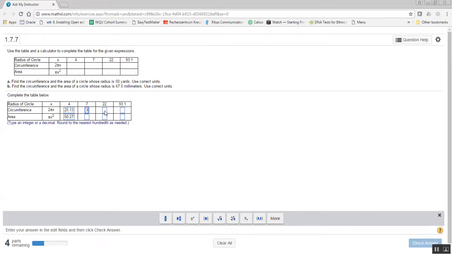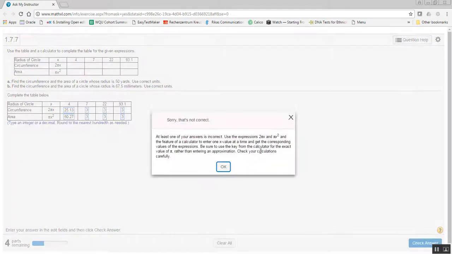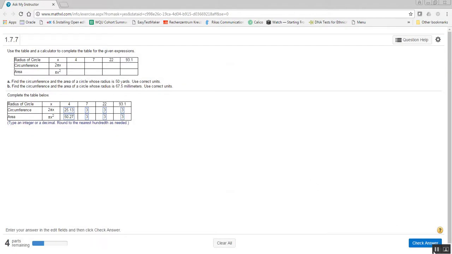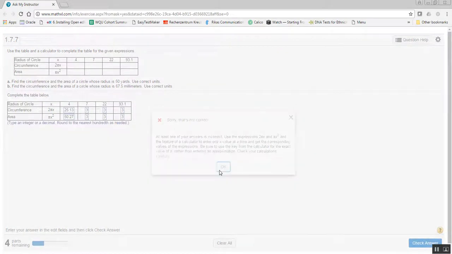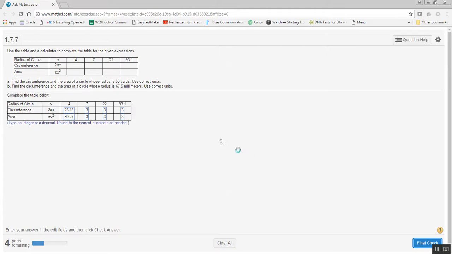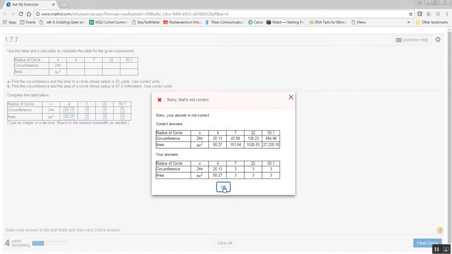I won't go through it, but you'd continue this same process for 7, 22, 93.1, and I'm just going to put anything in. Okay. And check answer. There we go. And final check. It tells you what the actual values are.